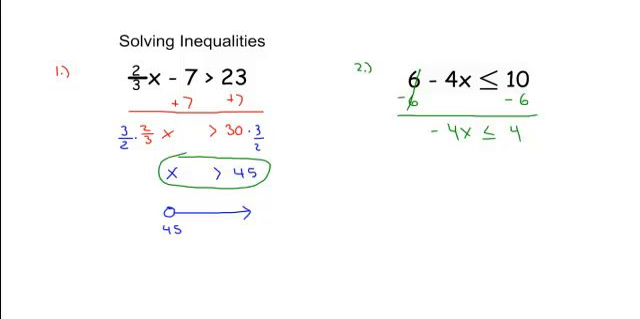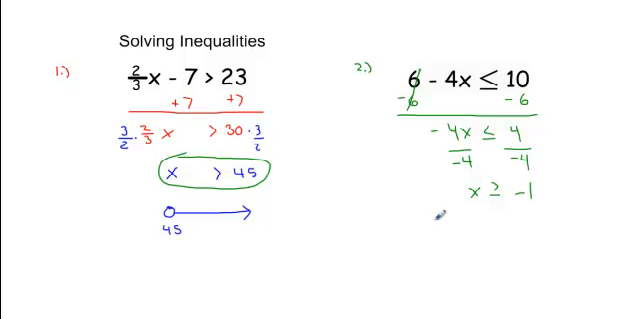So the first step I did not flip the sign, but in this step I will. Negative 4 is multiplying the x. We want to divide by negative 4. Negative 4 divided by negative 4 is 1, so that leaves me 1x or x. And on this side, a positive divided by a negative is a negative, so negative 1. I divided by a negative, the sign flips.